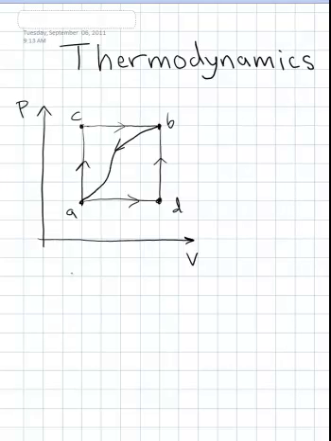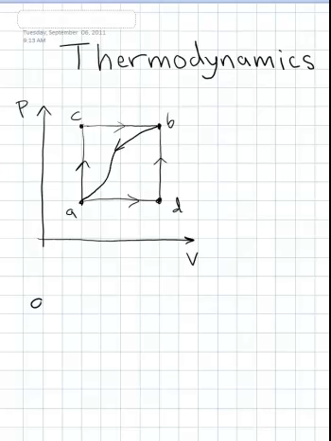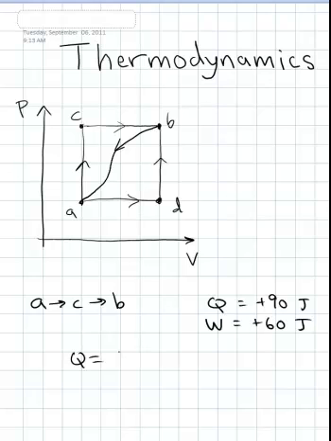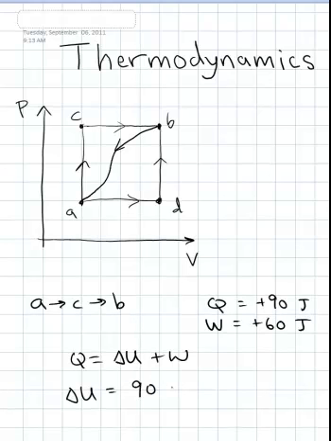So I'm going to use the fact that we were given some information on that path from A through C over to B, and what we're given is that Q is positive 90 and the work done is positive 60 joules. We know that Q is delta U plus W, which means that delta U is going to be Q minus W, or positive 30 joules.